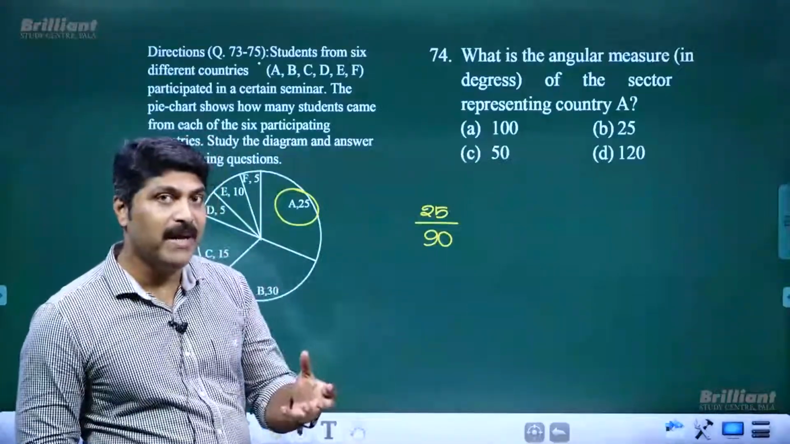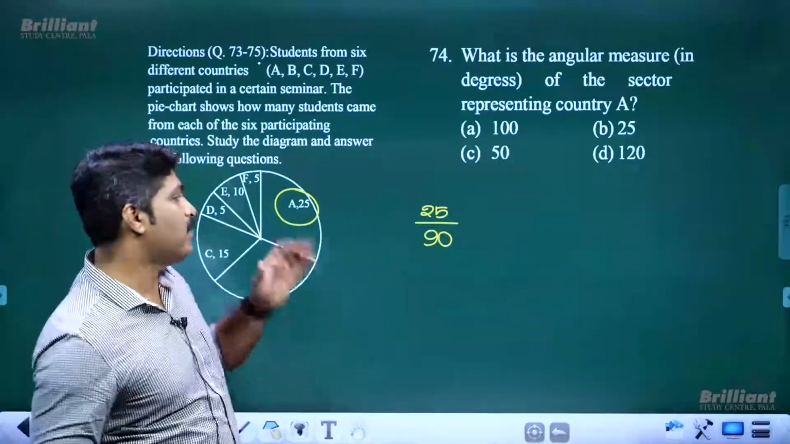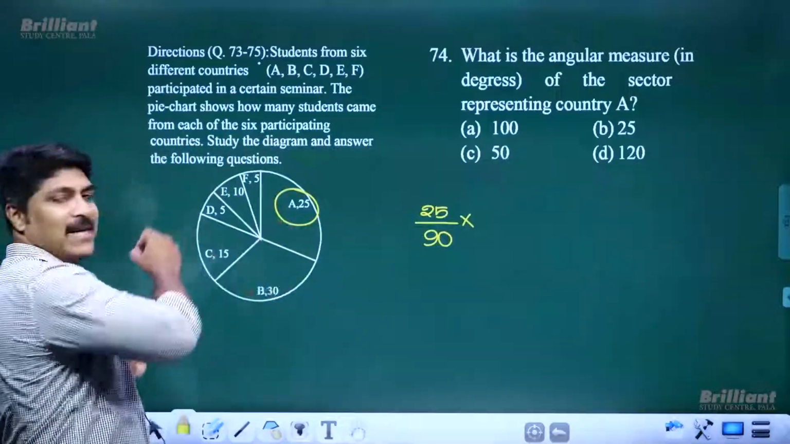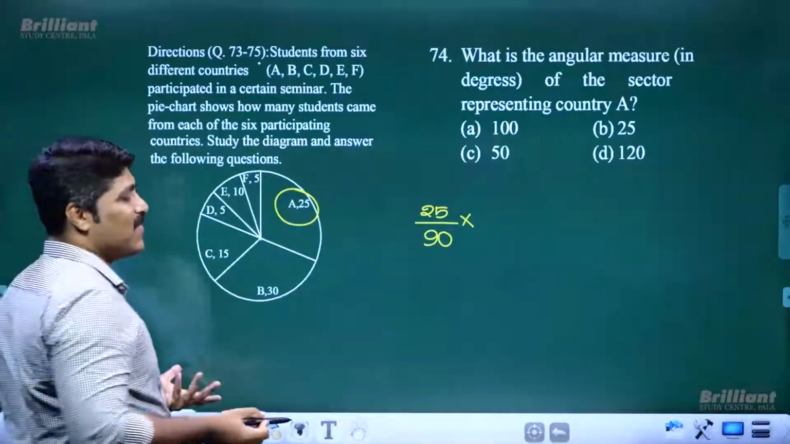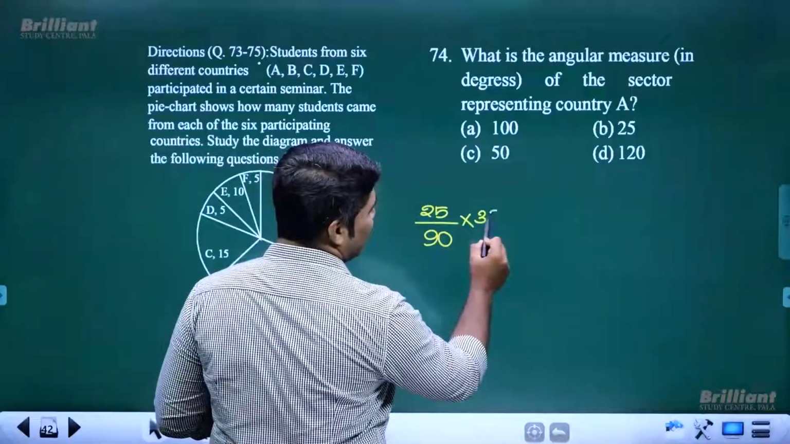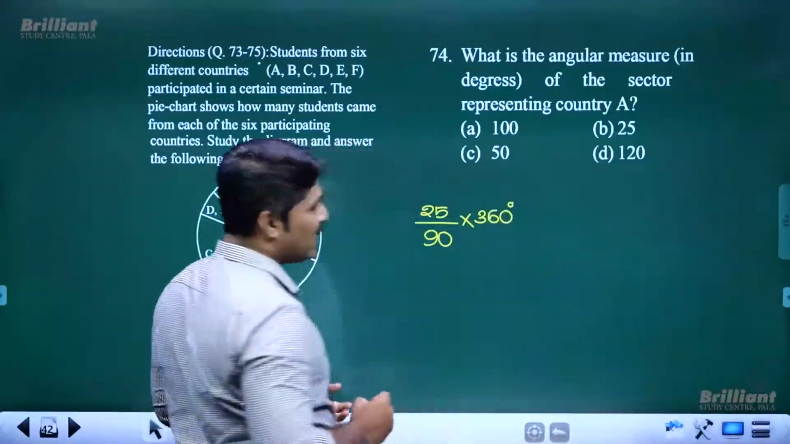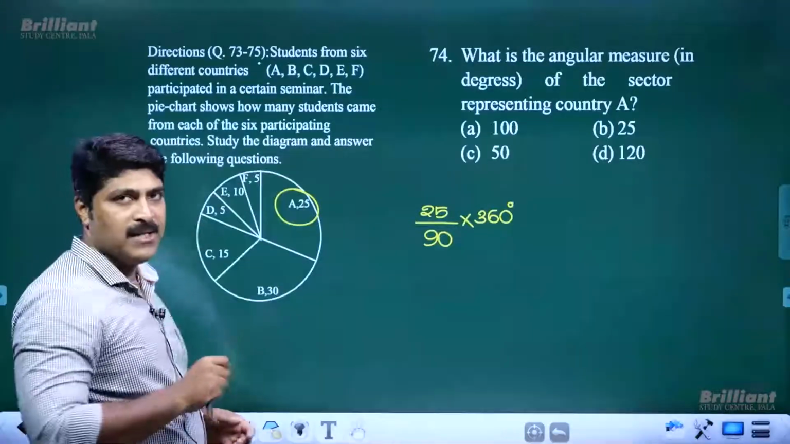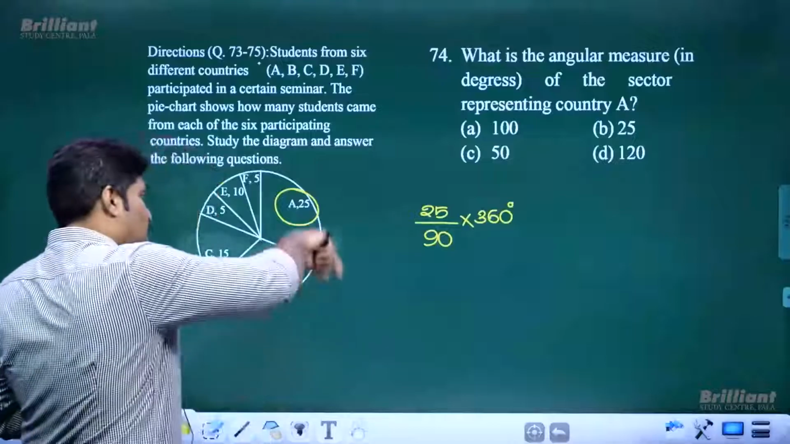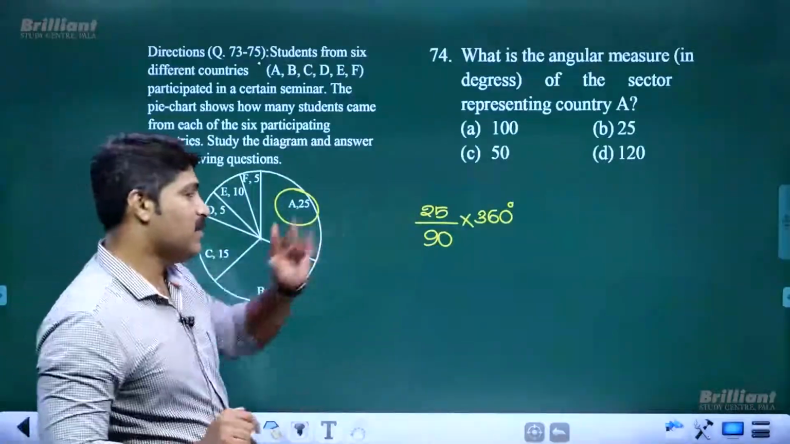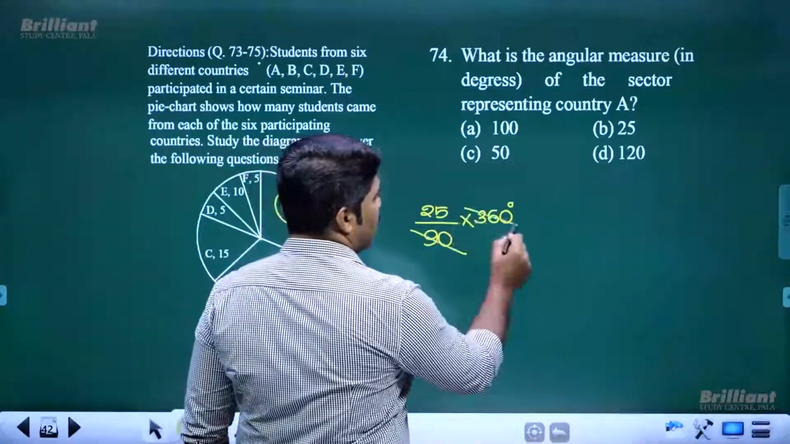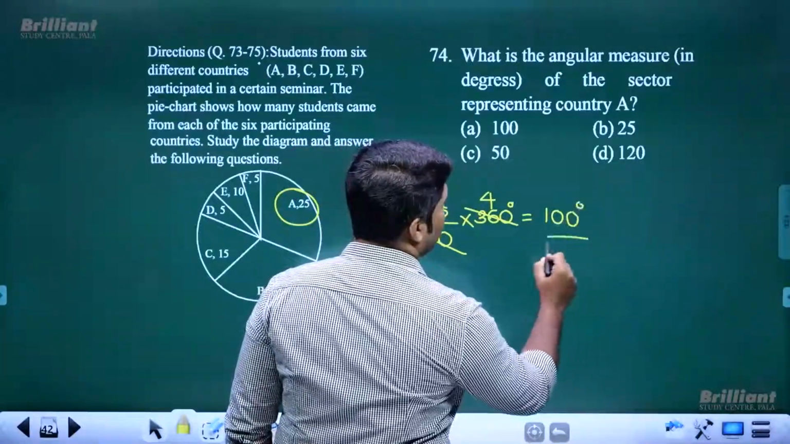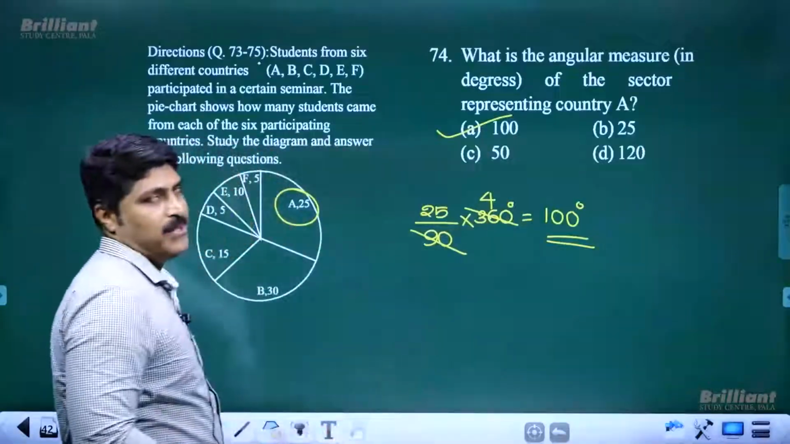But if you want the corresponding central angle of such a sector, what's the total central angle of this pie diagram? It's a circle, so its total central angle is nothing but 360 degrees. Got it? So this is a simple trick: the number representing that particular region divided by the total number of observations, into 360 degrees. Here we know that this is 4 times, therefore 25 into 4 equals 100 degrees. Hence the answer is option A.